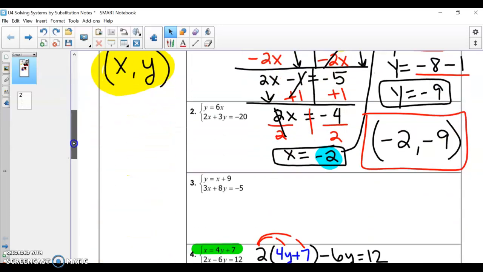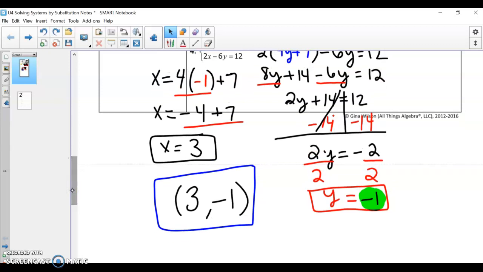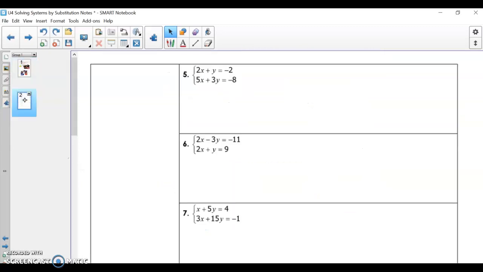So as promised, here is part 2 of solving equations by substitution. So we went through, we found 3, -1, all right? And we're going to jump to the next page. I'm going to do number 5 with you just because it's a little bit different. And then I will do 7 and 9 with you because those are special cases, all right?